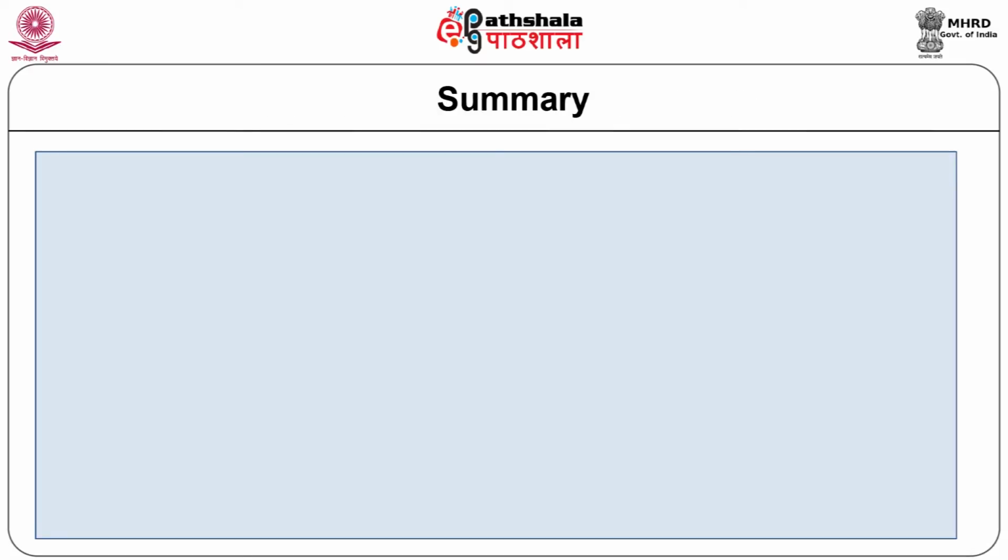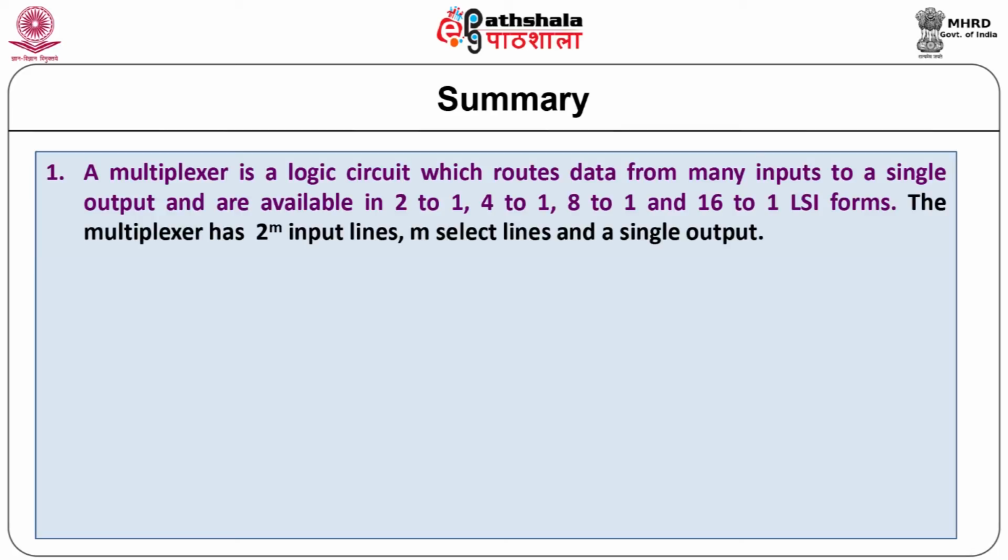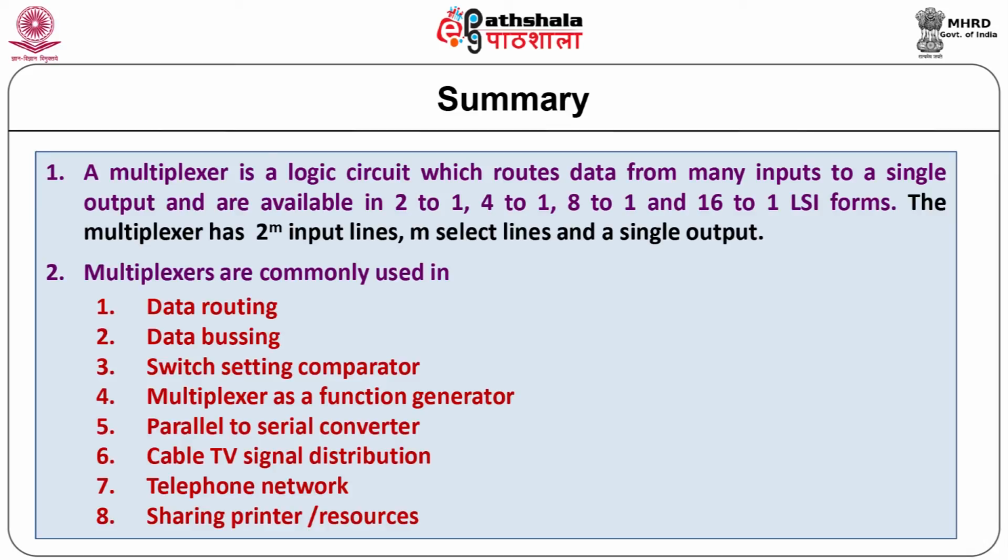Let us now summarize the things that we have studied so far. A multiplexer is a combinational logic circuit which routes the data from many inputs to a single output and is available in 2 to 1, 4 to 1, 8 to 1 and 16 to 1 forms. The multiplexer has 2^m input lines, m select lines and a single output. There are many applications of the demultiplexers. Some of them are listed here.